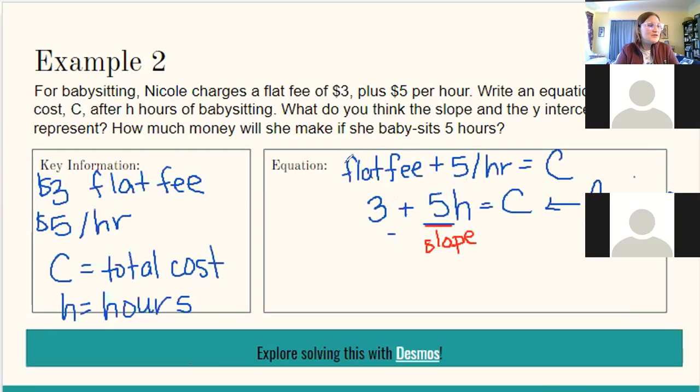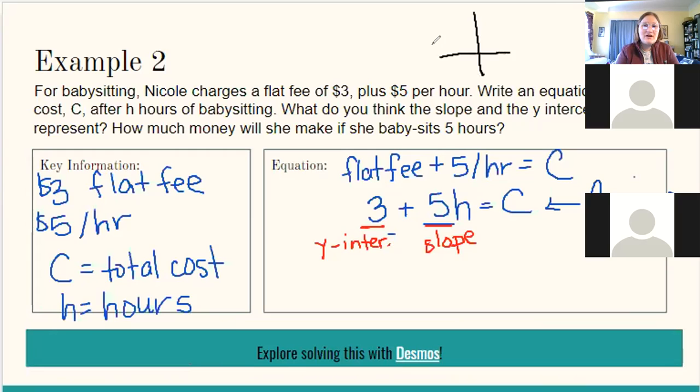That means this 3 is going to be our y-intercept. So the number that's going up or down is going to be your slope. Yep, it's the thing that's changing, right?